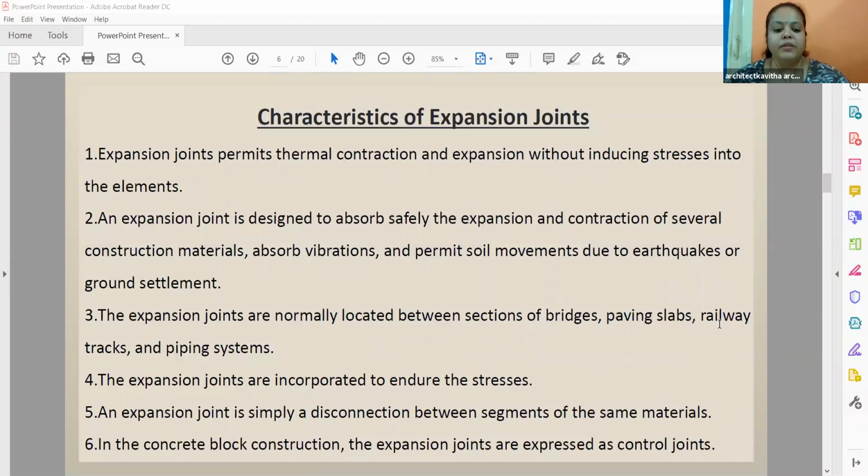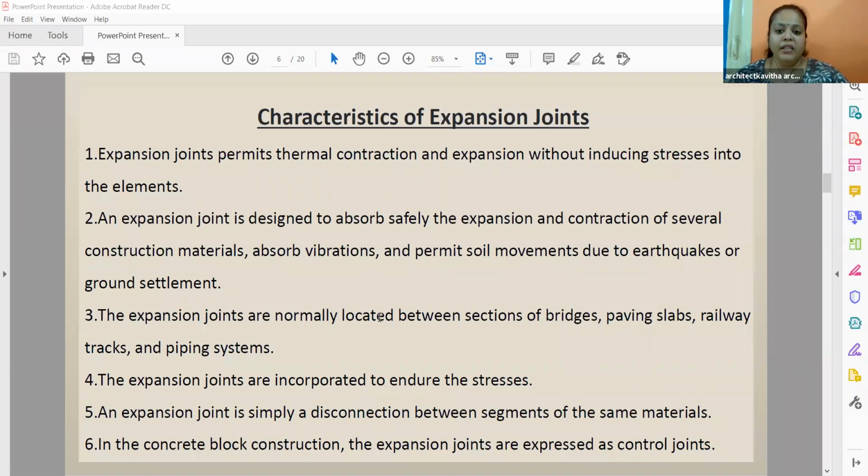Paving slabs, railway tracks, obviously because the vibration in the train is going to be very much. So at a particular length, at 20 meters or 30 meters, you have to give an expansion joint so that the vibration is reduced. And piping systems, obviously, because the pipe length is not continuous, you will get around say a max of 8 to 10 feet or 12 feet. After that, you have to give a joint, or you have to give a collar to join it. So these are normally located here.